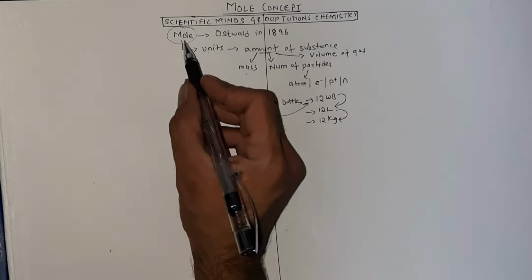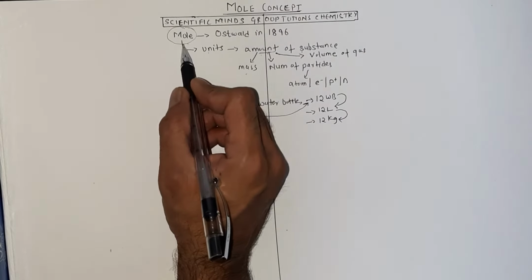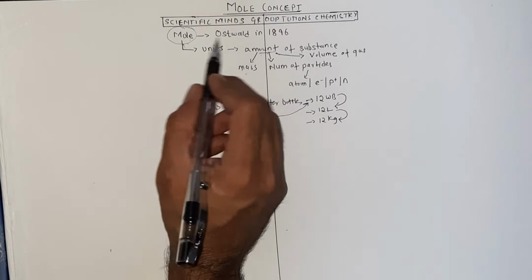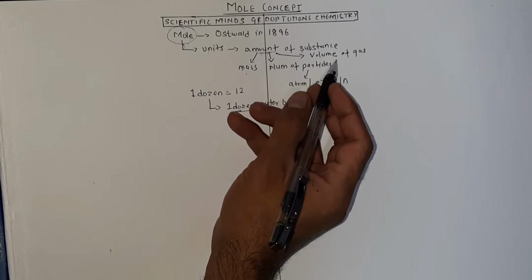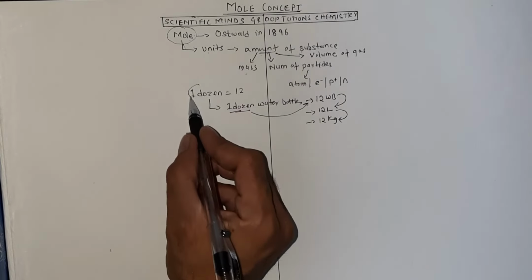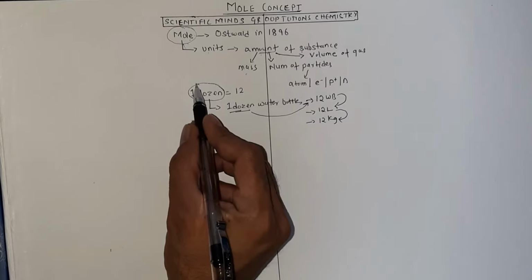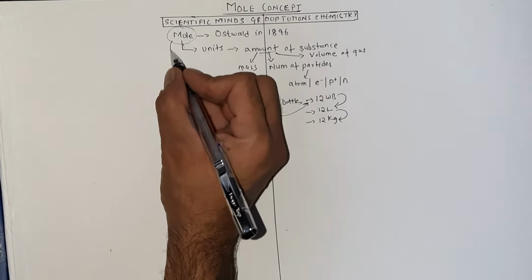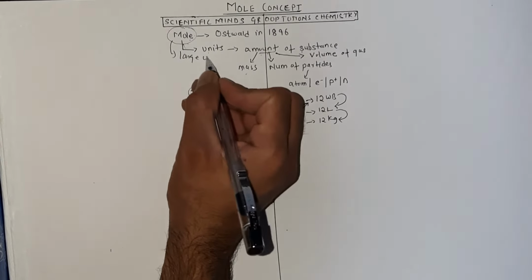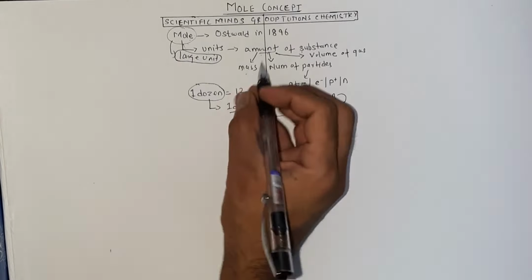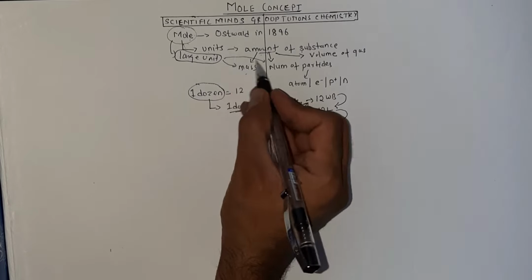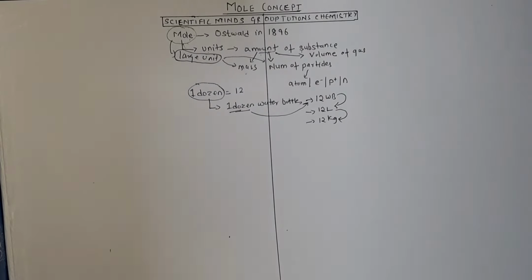Similarly, mole can be converted into mass, can be converted into number of particles, can be converted into volume of gas. So basically here 1 dozen is a larger unit. Similarly, mole is also a large unit which comprises all these things: mass, number of particles, and volume of gas.